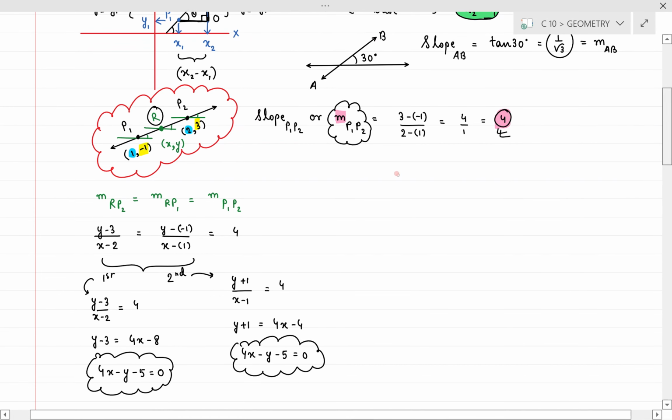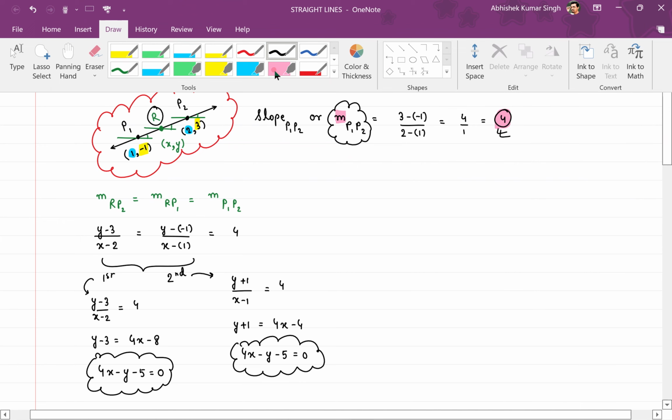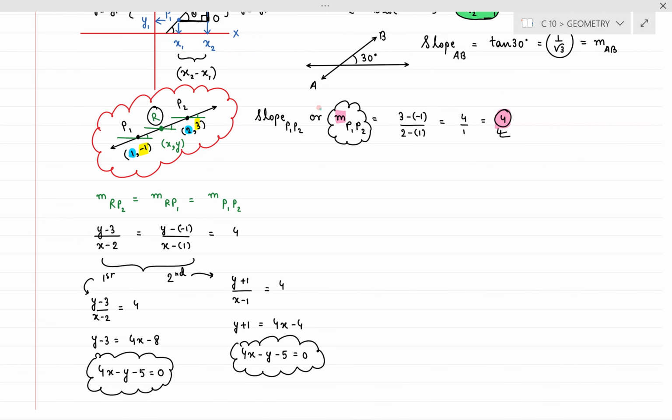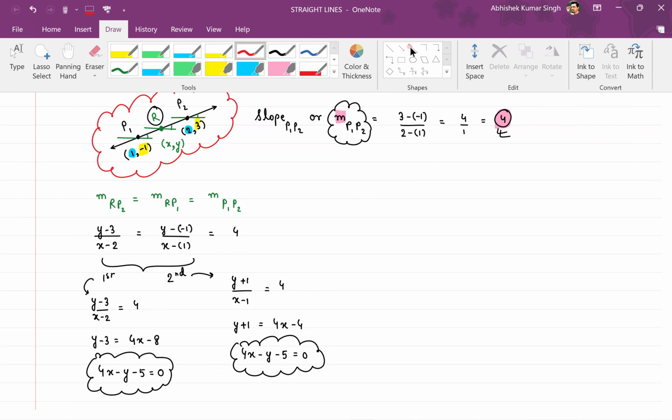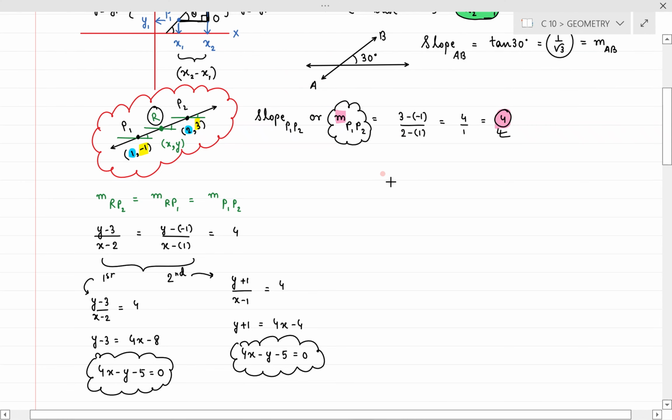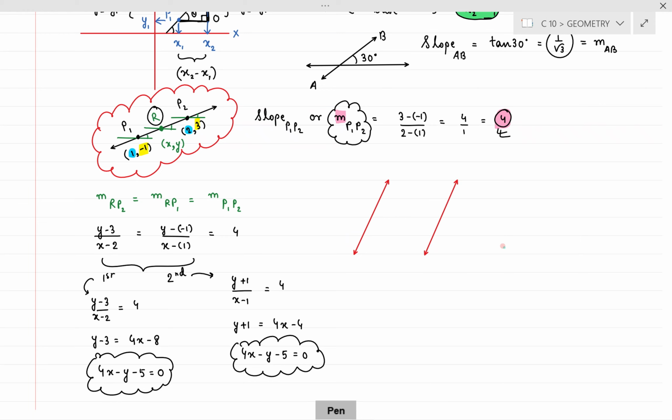Now let us go through some laws of straight lines. Whenever two lines are parallel to each other, consider this situation. Whenever the two lines are parallel to each other, let us draw the x-axis. Suppose this is the x-axis.